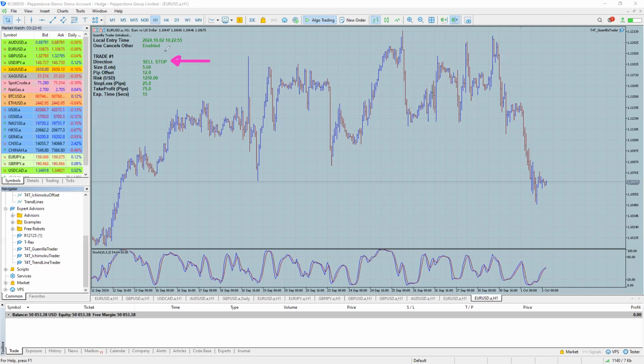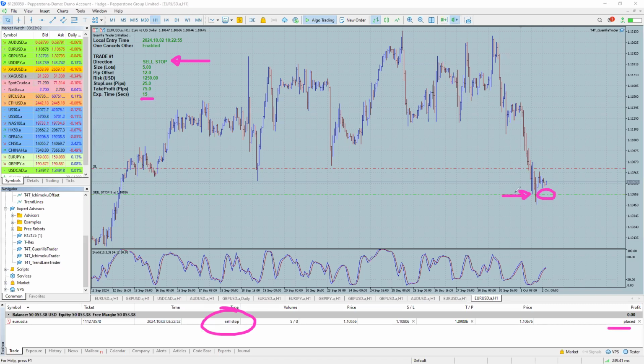I've got a sell stop, five lots, pip offset is 12 points. I'm risking $1,250. I've got a stop loss of 25, take profit of 75, expire in 15 seconds. Okay, you can see the order in play here. It's placed in the market. We're waiting for the execution.